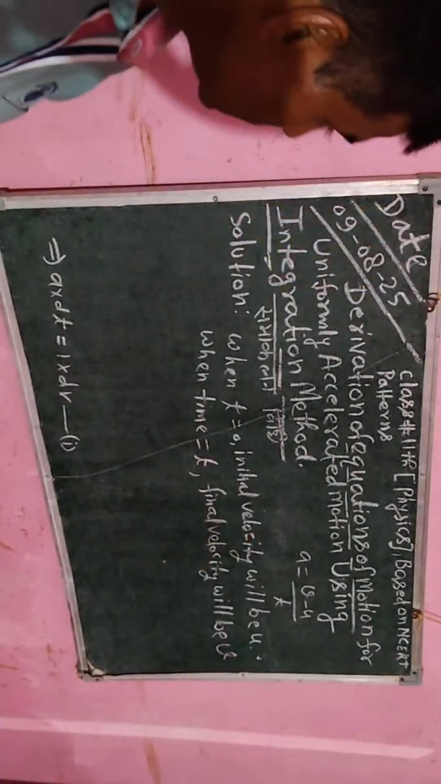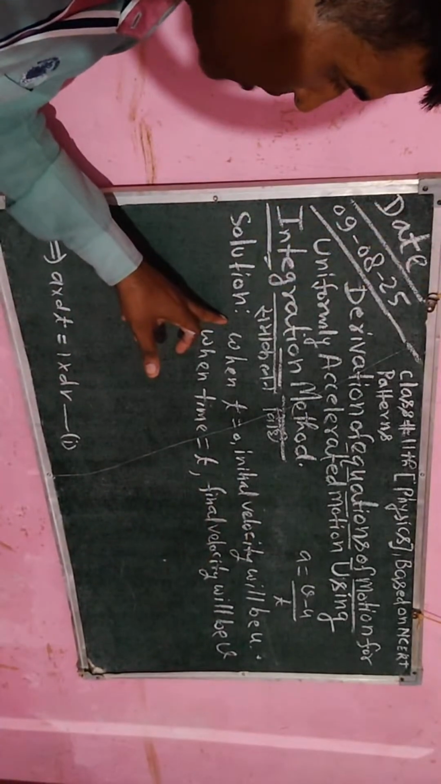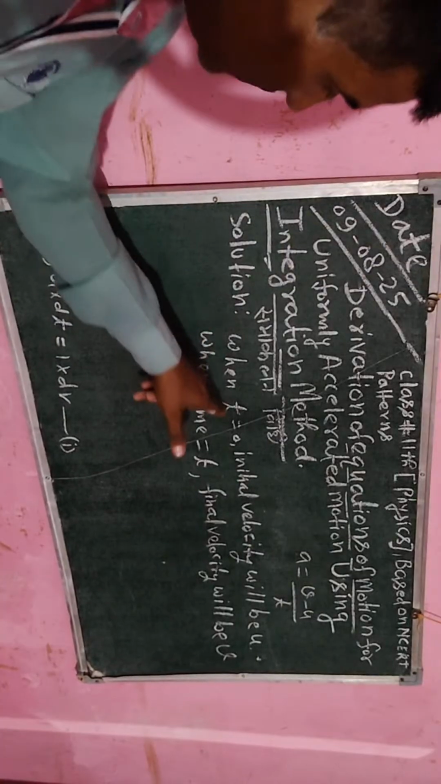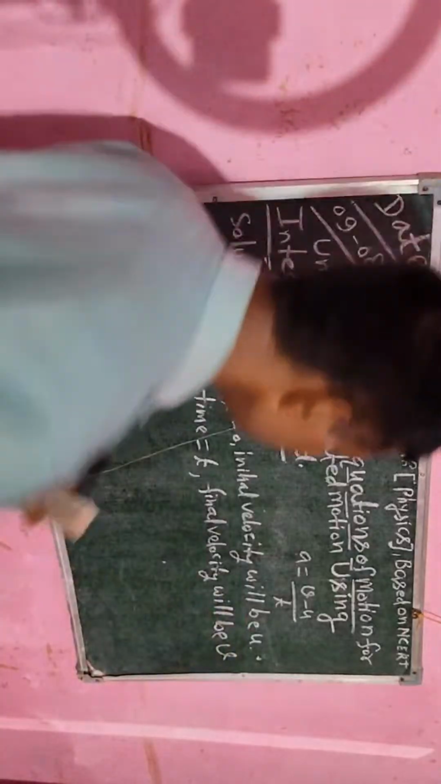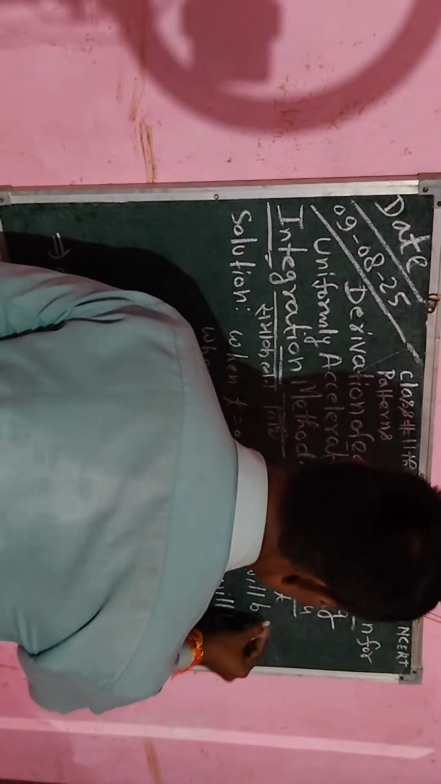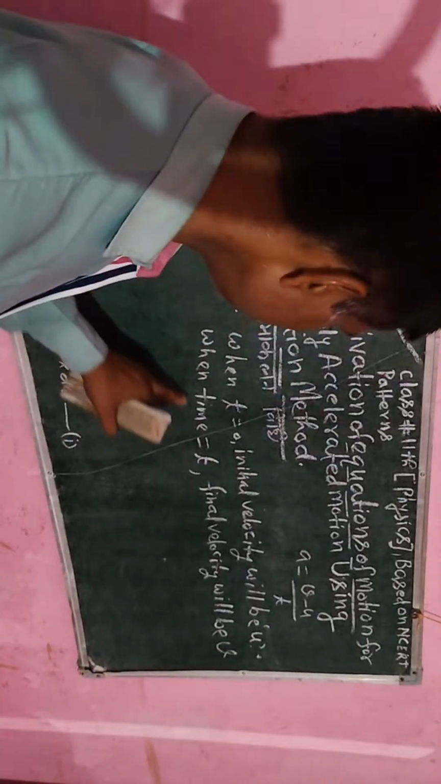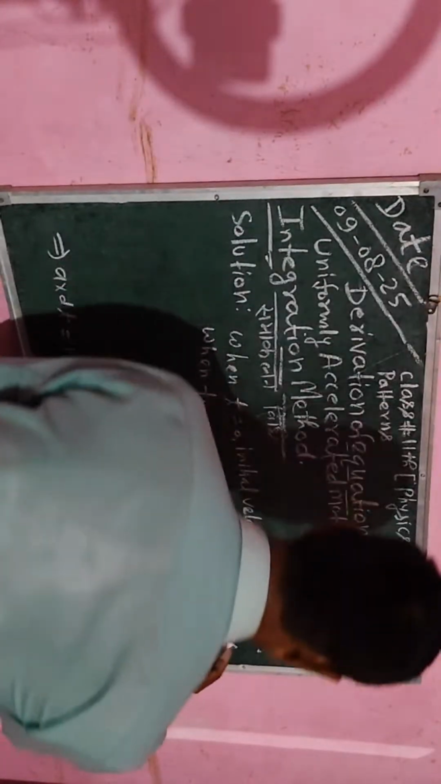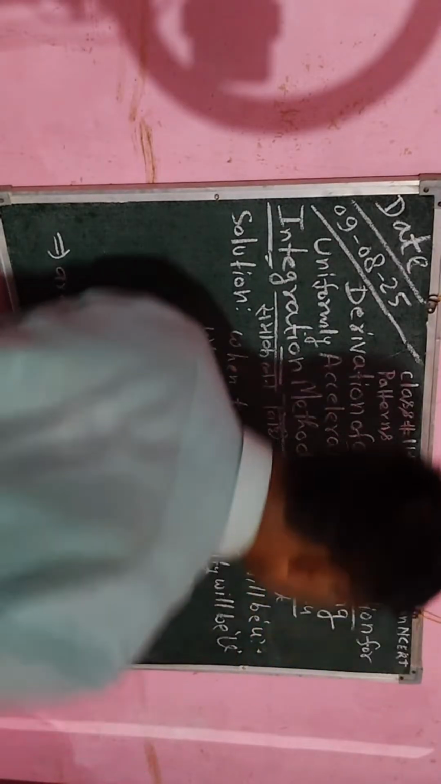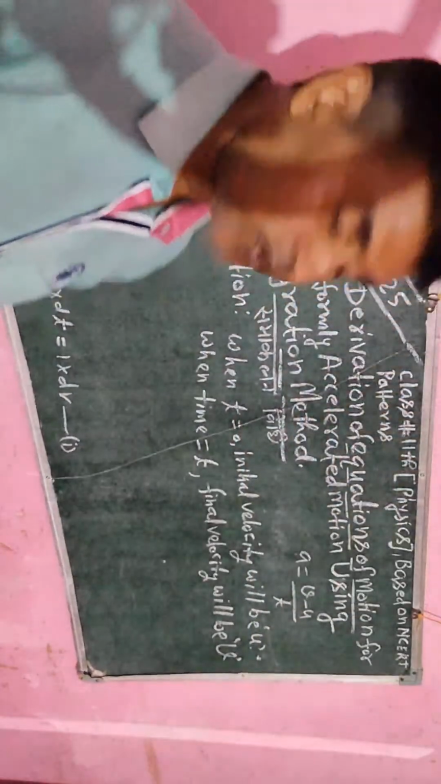Okay, so this information I will write: when t is equal to 0, initial velocity will be u. So initial velocity is represented with u, and final velocity when time will be t, I will say that will be v. So this information you have to know properly.